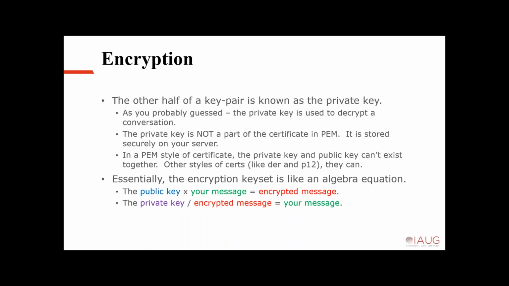So essentially the way a conversation actually happens is an encryption key set is essentially like an algebra equation. The public key, which you get from your certificate, times your message, or essentially mangled together with this algorithm, gives you an encrypted message. The private key divided by this encrypted message equals your message. So in order to get a message back, you have to have that private key. In order to create the encrypted message, you need to have that public key.